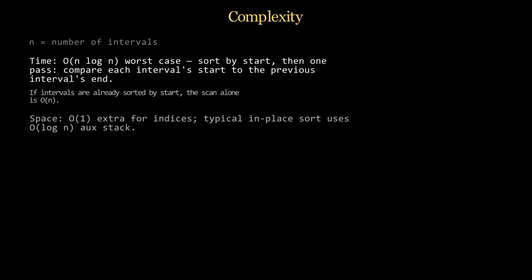Let n be the number of intervals. Time is order n log n in the usual solution. We sort by start time, then walk the list once and compare each meeting to the previous one. If the input is already sorted, that pass alone is linear. Extra space is constant for a few indices. The sort may use order log n auxiliary stack.